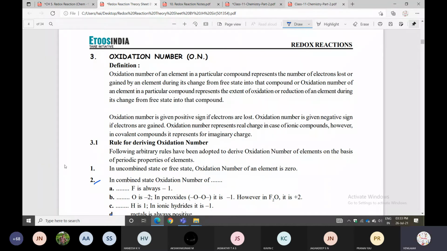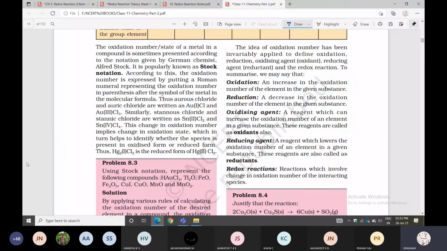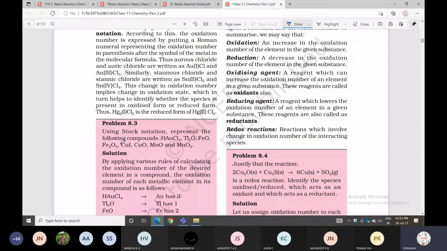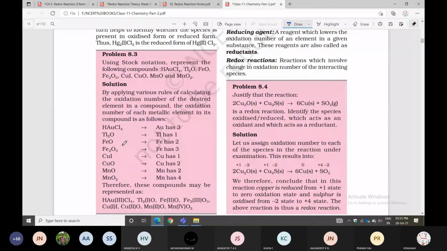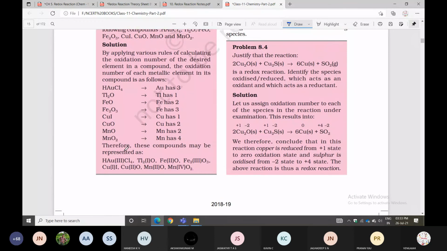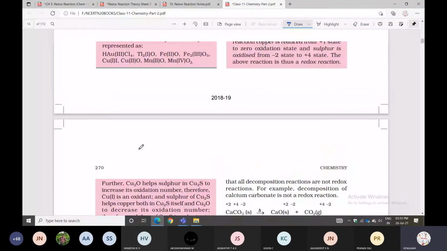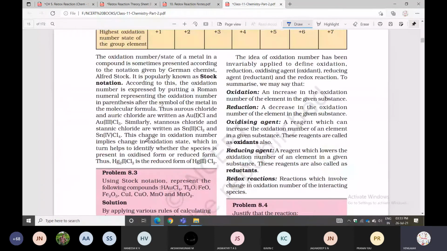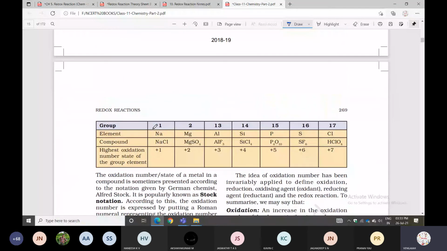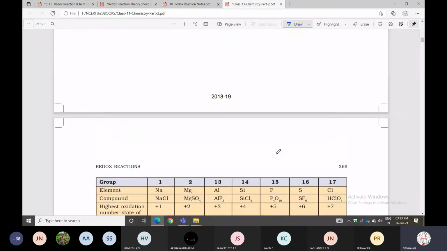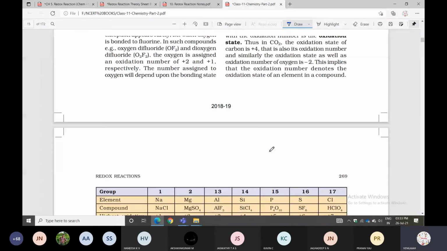So we have many rules also. We can follow those rules. After that they have given examples, and questions will be given. Look at here. For 1A group elements there will be +1 oxidation state, 2A group +2, 3A group +3, 4A group +4, 5A group +5, 6 to 7A group +7. Noble gas elements have 0 oxidation state, they mentioned. So they have given rules also.